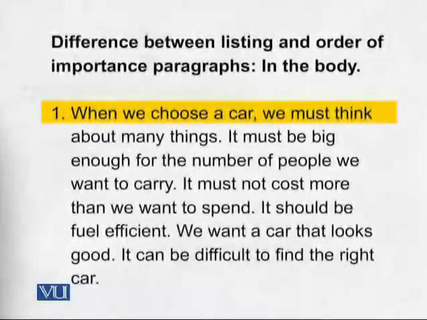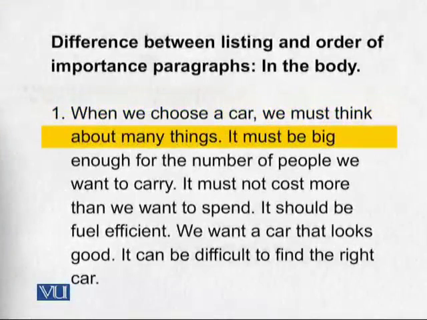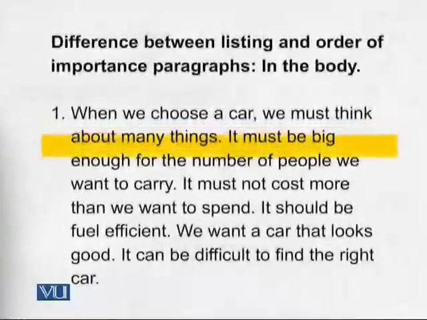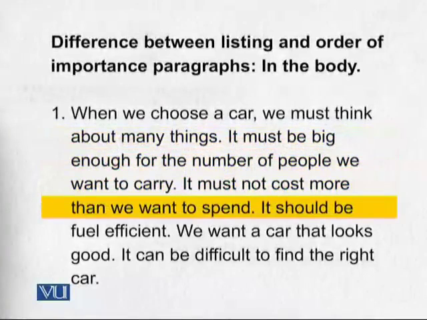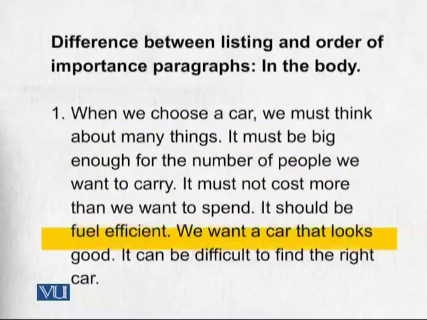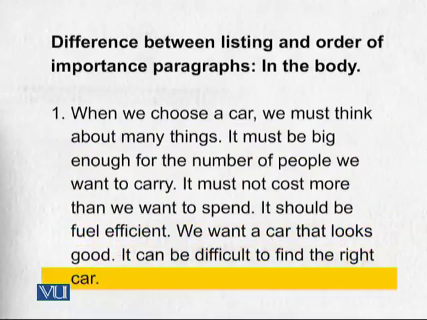Now, I have brought for you 2 paragraphs. I have put the listing paragraph and the order of importance paragraph side by side, so that you could analyze both and understand where the difference lies. Like the first one: when we choose a car, we must think about many things. This is your topic sentence. After the topic sentence, when we said we must think about many things, the next sentences will be those many things. It must be big enough for the people we want to carry. It must not cost more than we want to spend. It should be fuel efficient. We want a car that looks good. It can be difficult to find the right car.